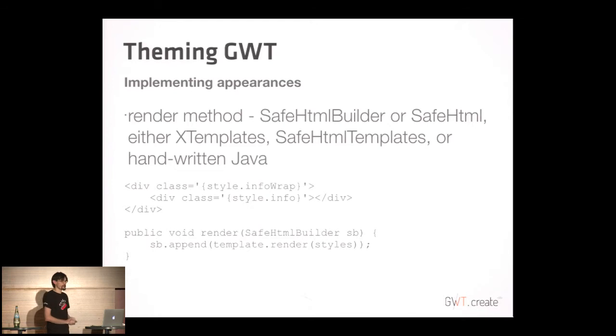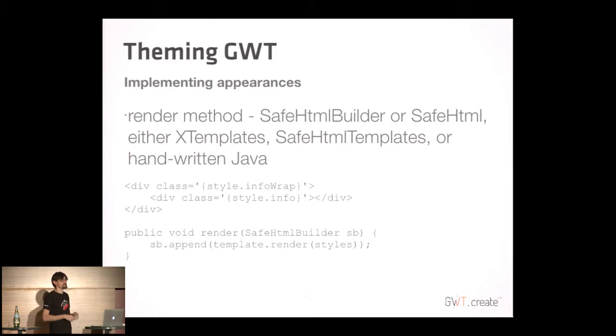So typically when we do these render methods, we find it's helpful to use either Safe HTML Builder or Safe HTML. When we've defined the interface, we pick which one we're doing. And then when you're implementing it, you pick either XTemplates, Safe HTML Builder, or handwritten Java to say, here's exactly how I want you to draw this. Anyone here using Safe HTML Builder anywhere in their apps? Or Safe HTML Templates? Okay, how about XTemplates?